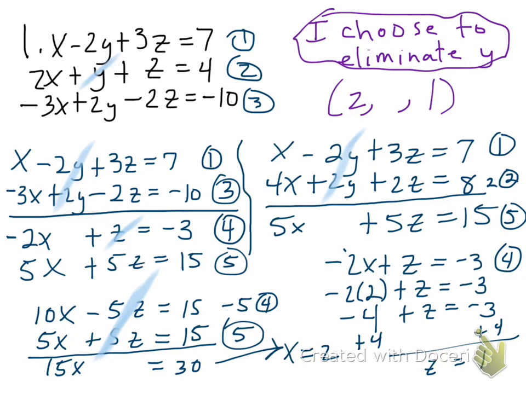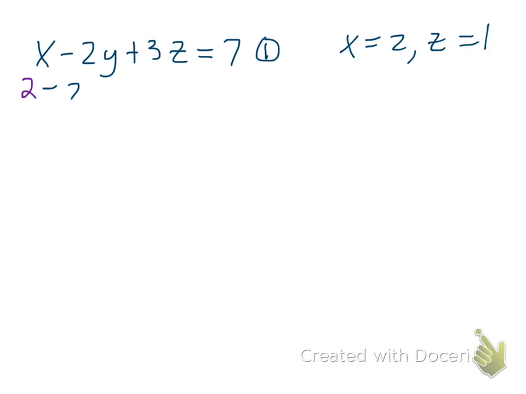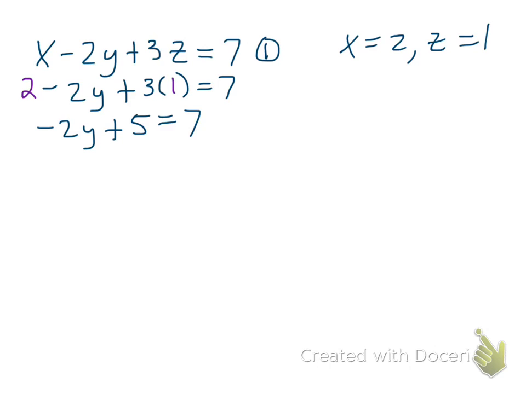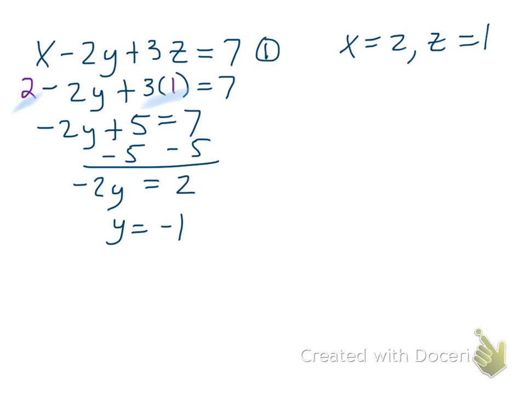Now we can go back to one of the original equations. Let's use equation 1. We know that x is 2 and z is 1, so I've plugged those in. Now if we add the 2 and the 3, that's where I'm getting 5. We'll subtract 5 on both sides, and we end up getting y equals negative 1.